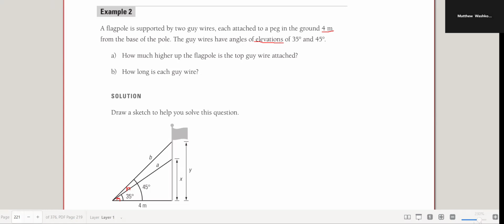So let's start going through this. For question A, how much higher up is it? I have to take Y and subtract X. So let's find Y first. I'm going to use my 45 degree angle. I'm trying to find the opposite, and I have the adjacent. Tangent of 45 is equal to the opposite, which is what I'm trying to find, divided by my adjacent, which is 4.